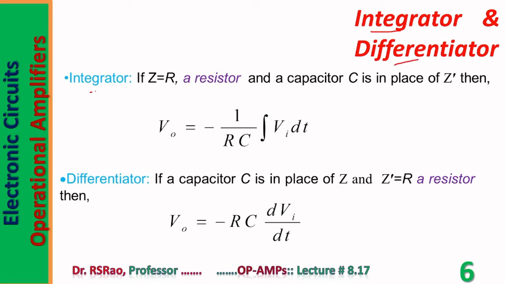First, we consider the integration operation. If Z equals R, where R is a resistor, and a capacitor C is in place of Z prime, then V0 becomes equal to minus 1 by RC integral of Vi dt. It can also do differentiation. How? If a capacitor C is in place of Z and Z prime is R, a resistor, then V0 is minus RC dVi by dt.